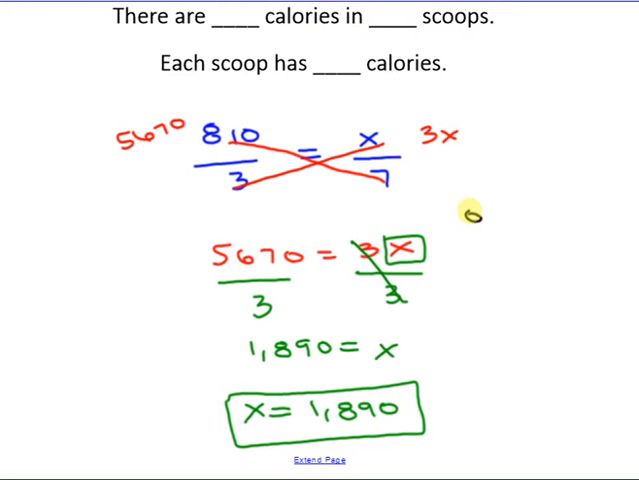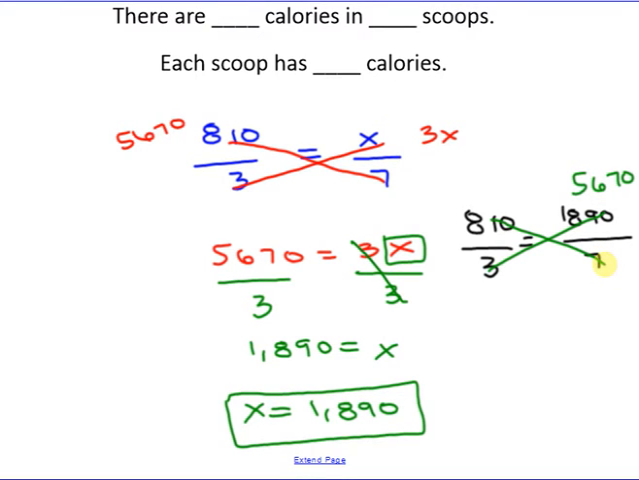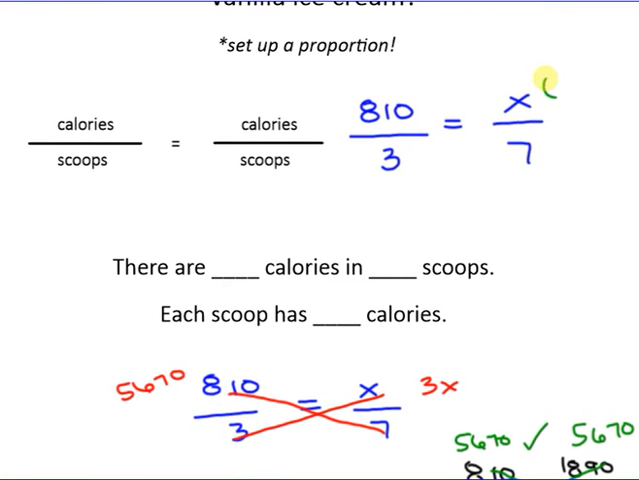But let's check our answer. So 810 over 3 equals 1,890 over 7. So 3 times 1,890 is 5,670, and then 810 times 7 is also 5,670. So those check out. All right, so this is 1,890. All right, so there are 1,890 calories in 7 scoops of ice cream.